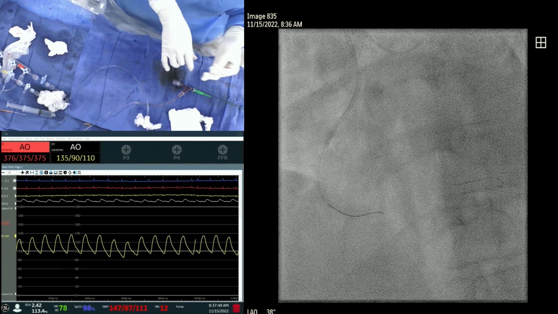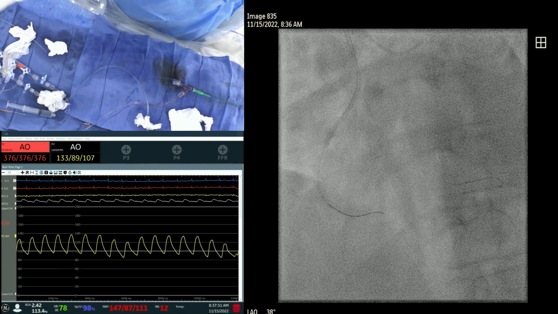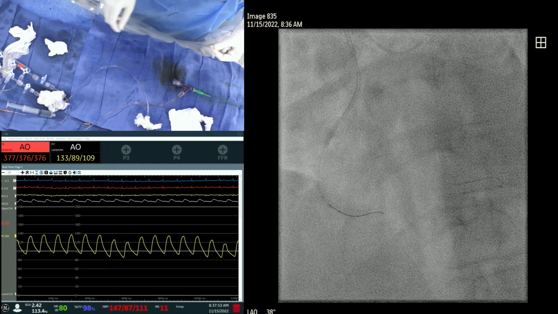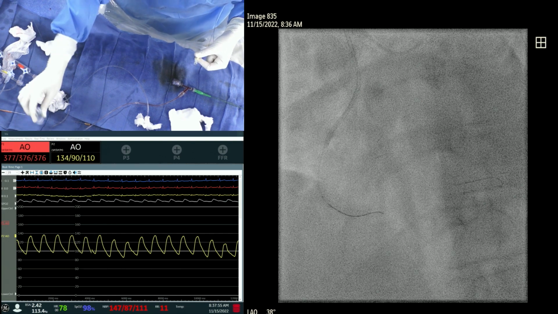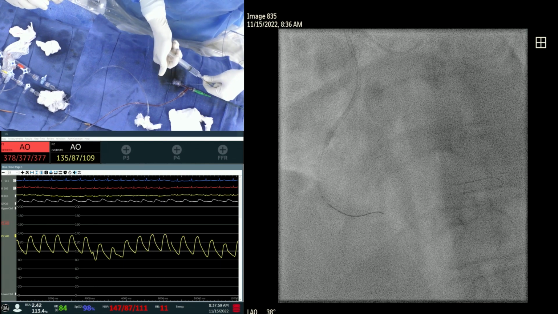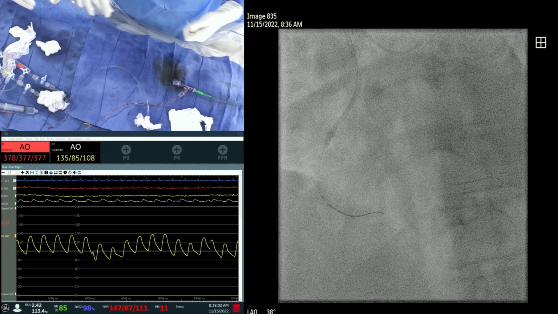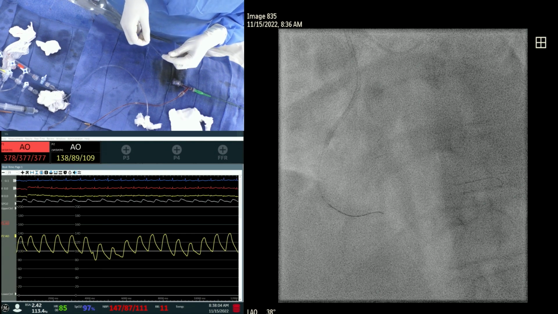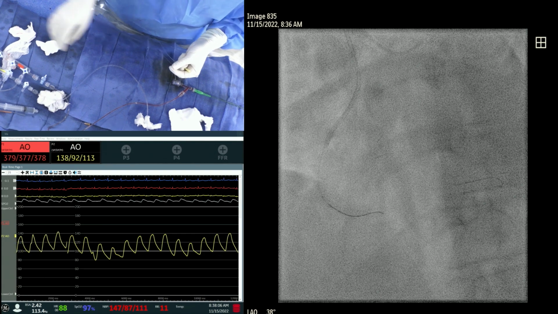No, first take the Fielder out. Go with this wire first, the new Fielder. No, we can use the Runthrough if you want. Yeah. Runthrough. Yep, here. We are going back. The Miracle 6 is there. Yeah. I think you need a stiffer wire. The ostium is probably totally occluded there. Okay.